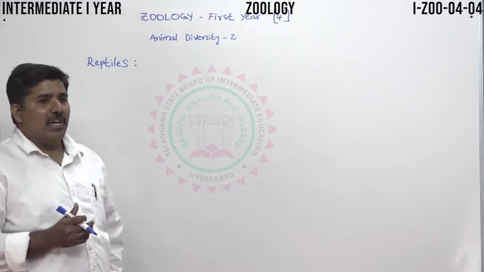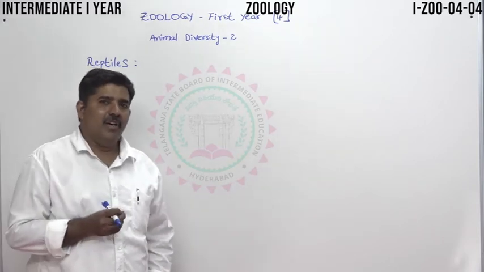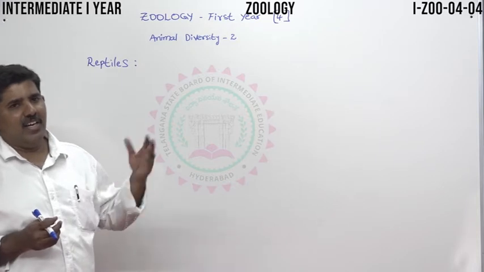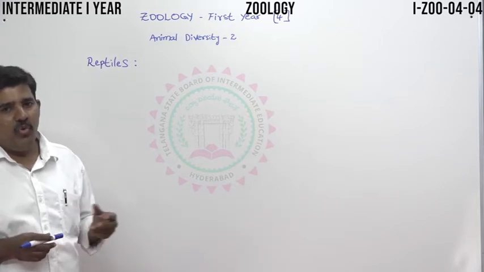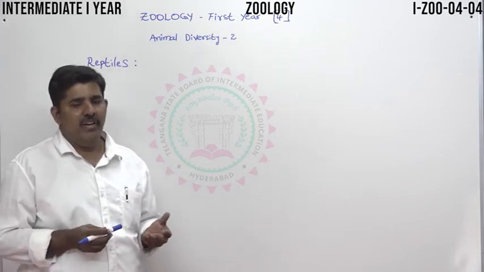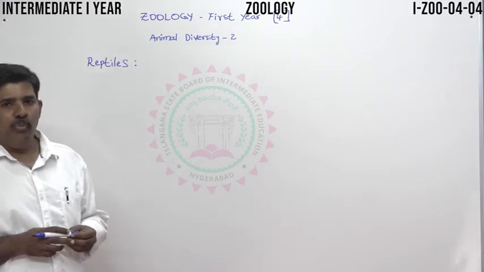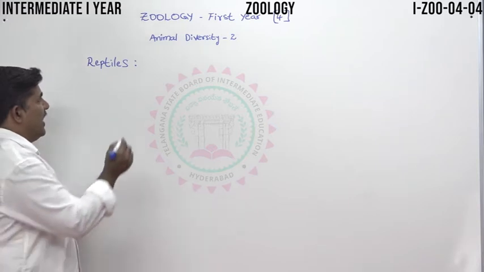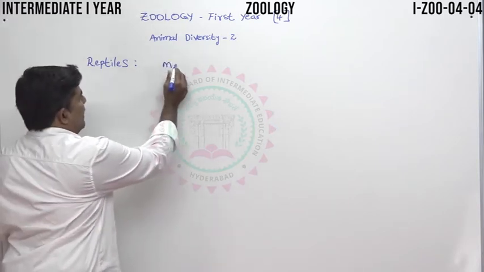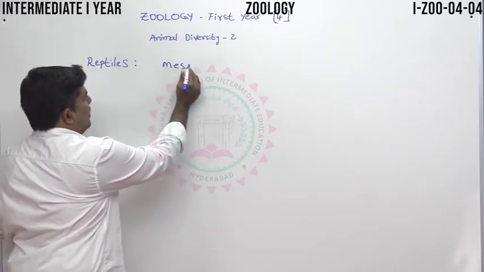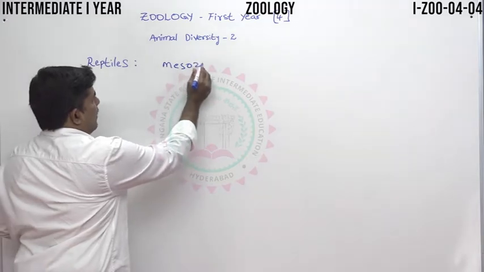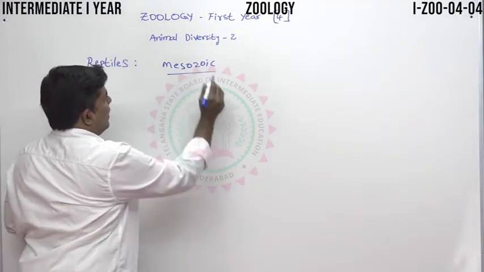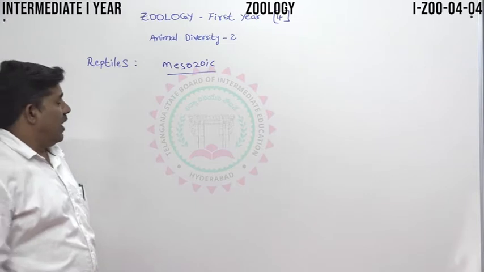The particular era is called the Mesozoic. We discussed that for the fishes it is the Devonian era, and for the amphibians it is the Carboniferous. The particular era of the reptiles is called the Mesozoic era. So the Mesozoic era is the golden period of the reptiles.